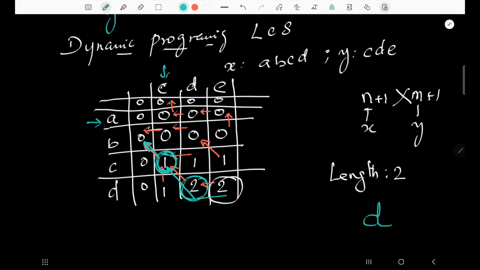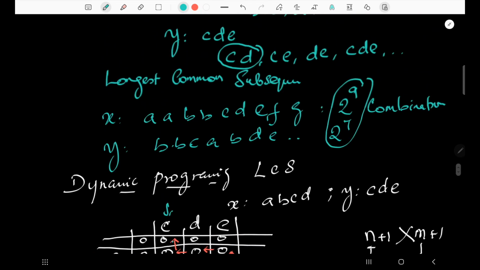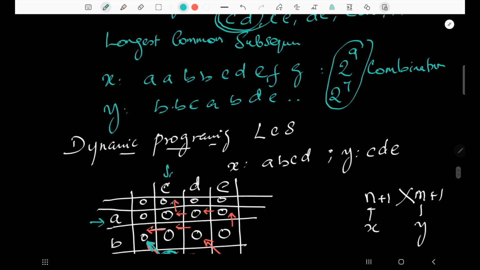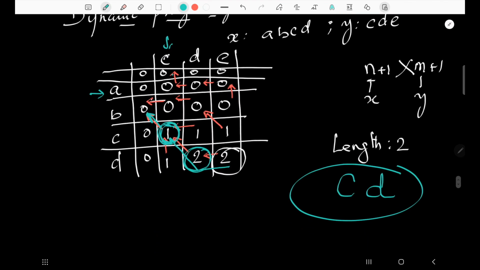So here C and C, so C is it. So the longest subsequence is CD. See here, manually what we made, CD, right? So this is how we need to find the longest subsequence.